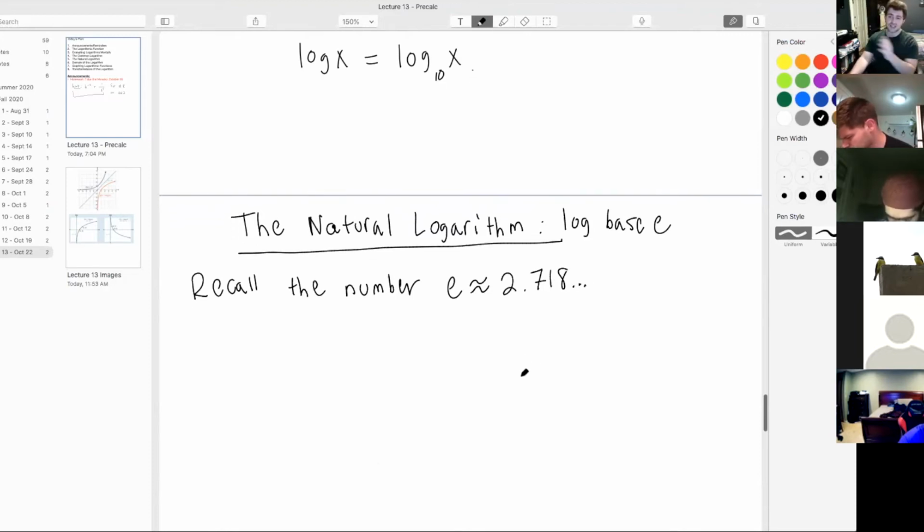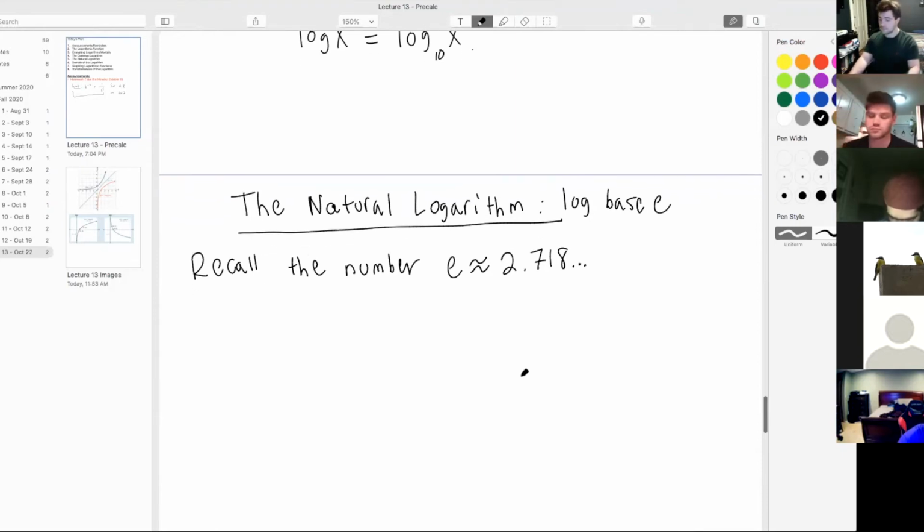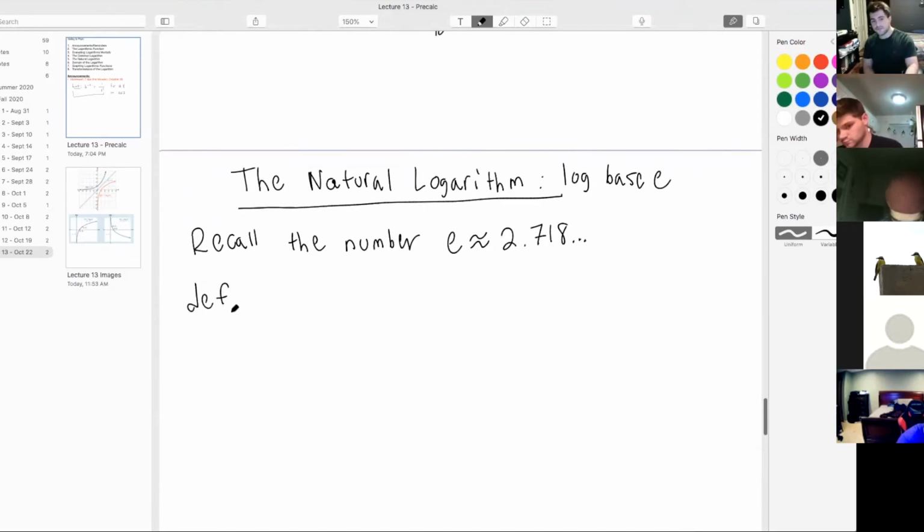Okay, so the decimal expansion went on forever. And here's the definition. So what are the symbols for it? You actually just do ln of x. ln of x is defined to be log base e of x. Okay, so again, this is just shorthand. I'm not really defining anything new. I'm just giving log base e its own specific symbol or notation, ln.